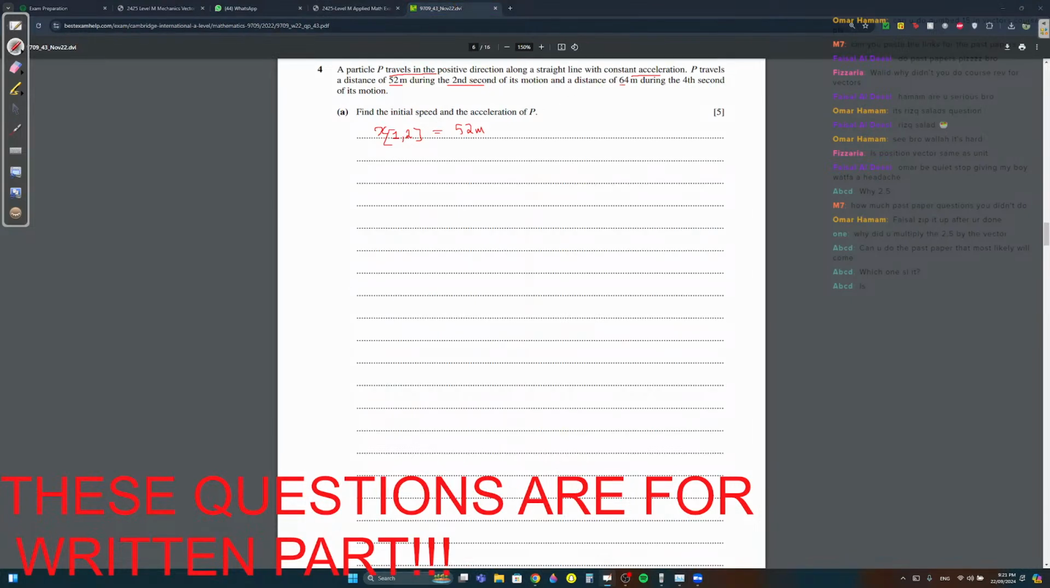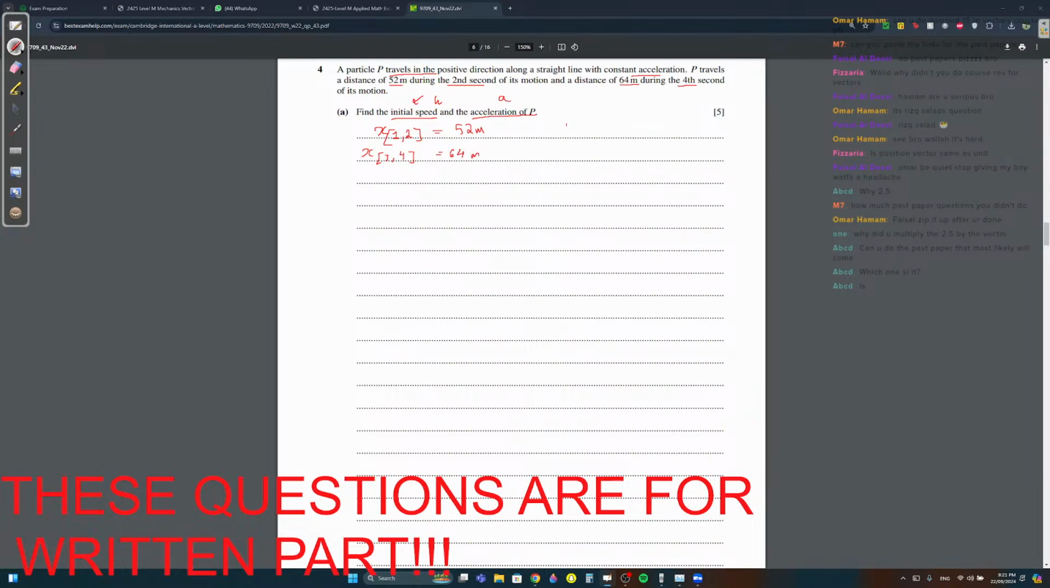Then they said 64 meters during the fourth second. So x in the fourth second is always you take the one before it. So 3, 4, 64. So in between the first and second, she traveled 52. In between the third and fourth, she traveled 64. They want to find the initial speed, to find u, and the acceleration of p.